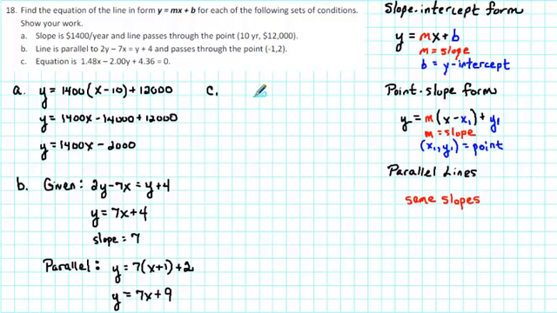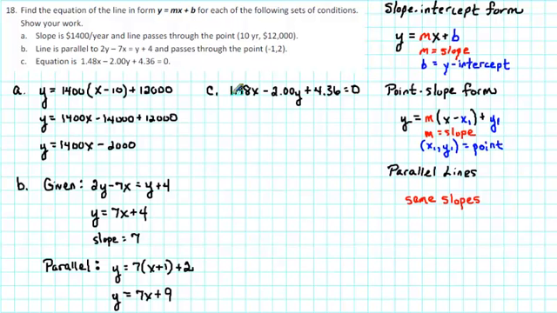In part C, the condition is that the equation is 1.48x minus 2.00y plus 4.36 is equal to 0. So in this case, all we need to do is to rewrite the equation in slope-intercept form. We need to isolate and get the y by itself. So let's first of all rewrite the equation. 1.48x minus 2.00y plus 4.36 is equal to 0.